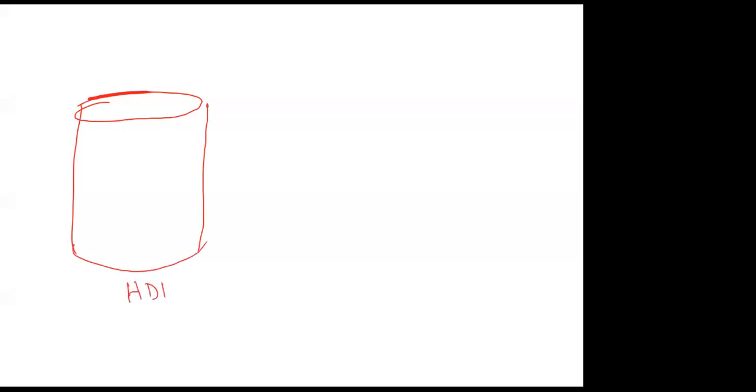Where is a file stored? A file is permanently stored in our hard drive, our hard disk. You know all about this. Any data or program represented inside this hard disk we call a file. This is the hard drive, HDD, hard disk drive.